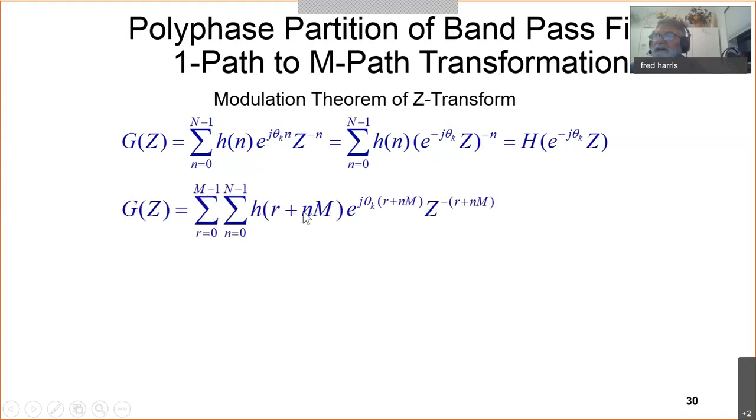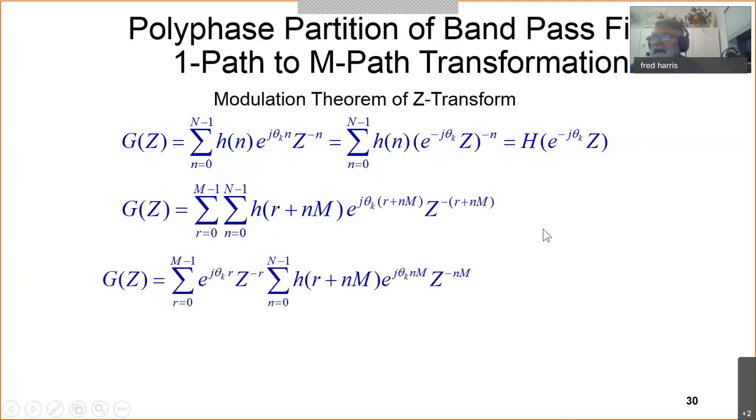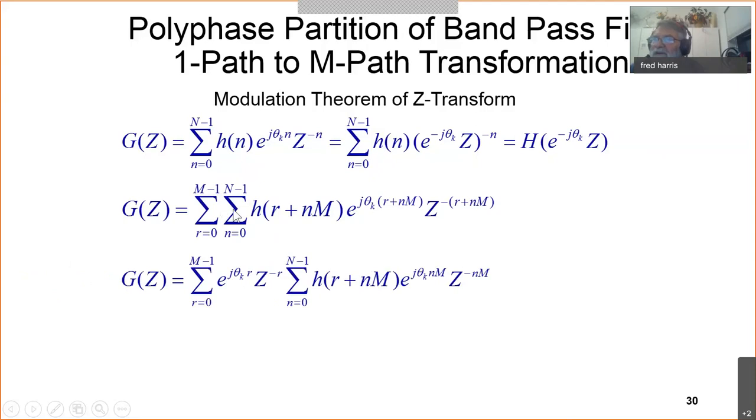So here's the two-dimensional mapping. We start at index R and count by M. We have the rotators that start at index R and count by M. We have the delays that start on the index R and count by M. The E to the J theta R and the Z to the minus R can be factored out, and they go between the two sums. So now this is a sum which only has the delays which are multiples of M. And these are the delays which are multiples of R. Which row are you standing on?